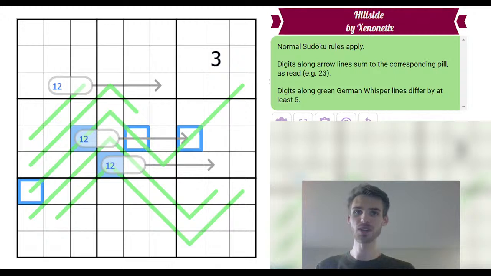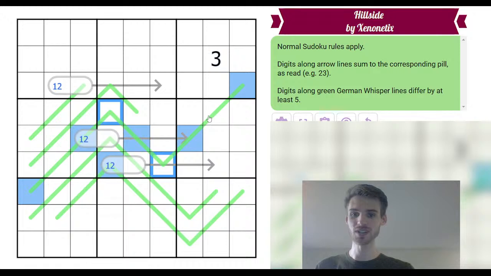Well, even if they could be a 3, they're still the low digits, so we're just going to label these as low and high.